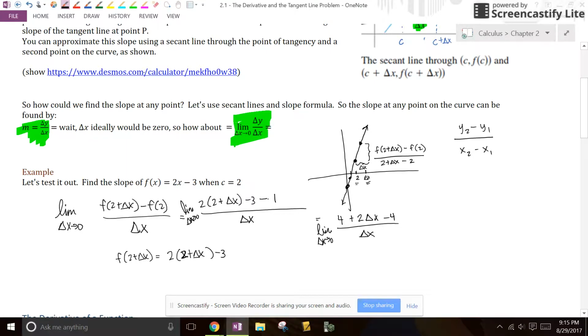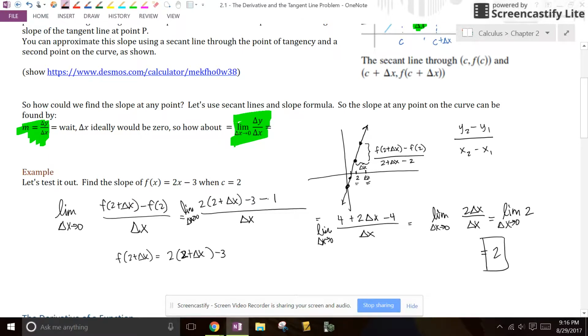And last but not least, I think you can see what I can clean up there. The limit as delta x heads to 0 of the 4's canceled. 2 delta x over delta x. Oh, good golly. The delta x's cancel. And you have the limit as delta x approaches 0 of 2. Wait, there is no delta x in there. So the limit is 2. Or the slope is 2 at that point.